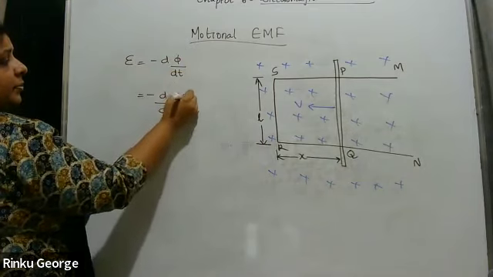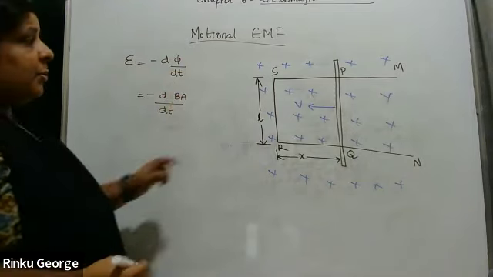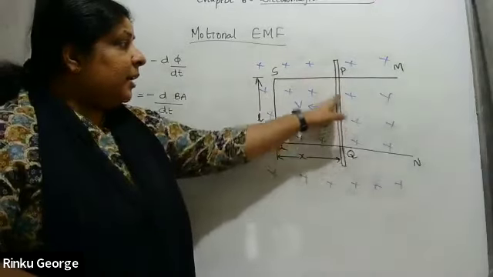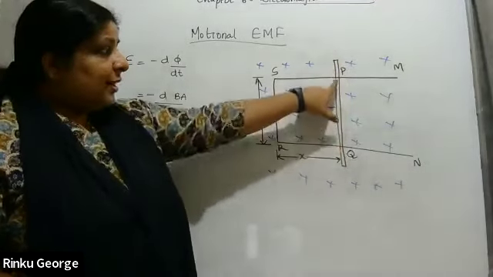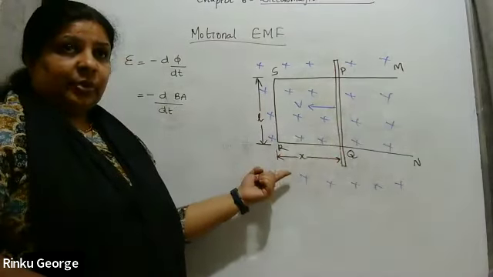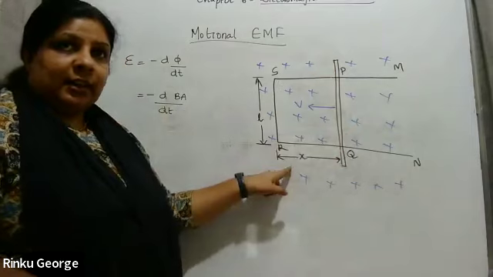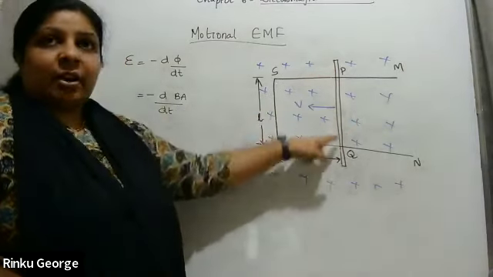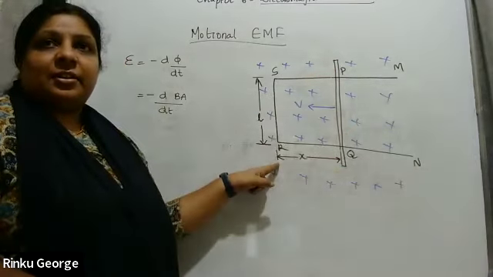B into area, right? B is uniform. What will be the area? The area will be, this rod is moving. The rod length is L and the distance is X. So L into X will be the area. In that, L is a constant, X only will be changing.